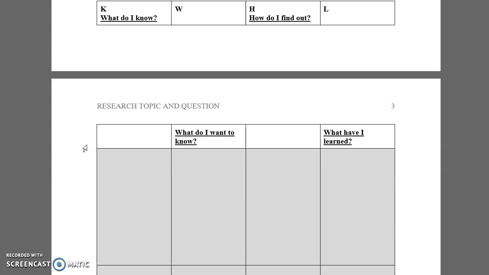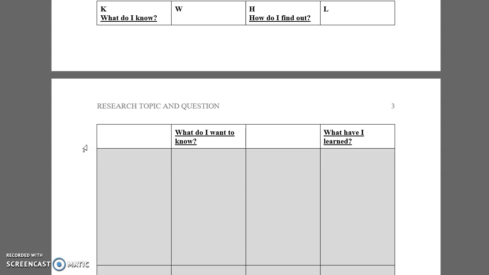The H column, how do I find out? Where are some places that I could go to find that information? In this case, it's a very easy search. I could probably just put Google down there. We don't support the use of Wikipedia, but in this case I could definitely go to Wikipedia and find that out as well. I could also go maybe to history.com and find that. That's a very easy thing. So just off the top of my head, where can I go and find that information?